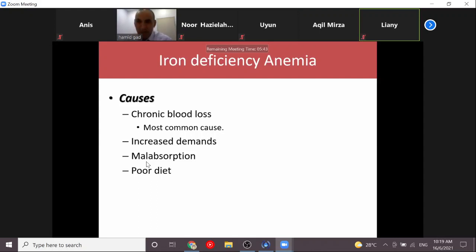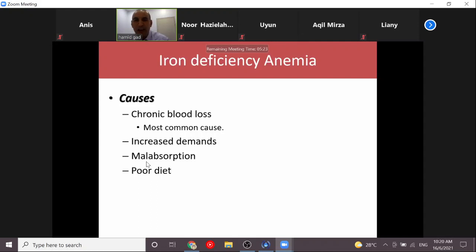Pregnancy, yes, pregnancy. When the female is pregnant, they need supplementation. That's why we give iron supplements sometimes, because they need more iron. So they have to increase the amount. If they didn't increase, they might develop iron deficiency, or during childhood growth.